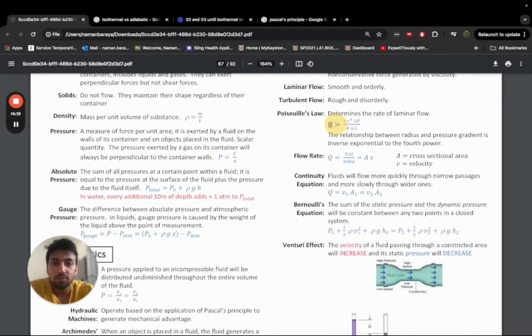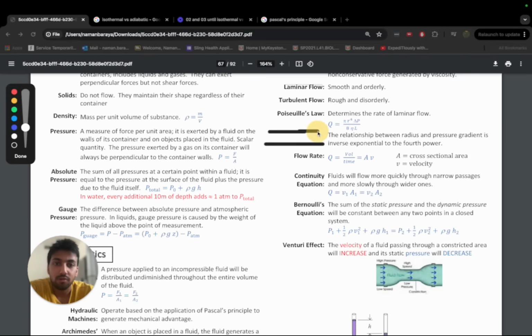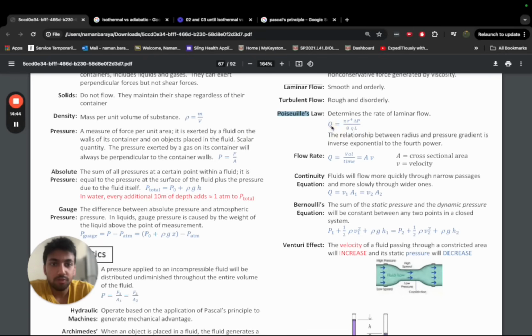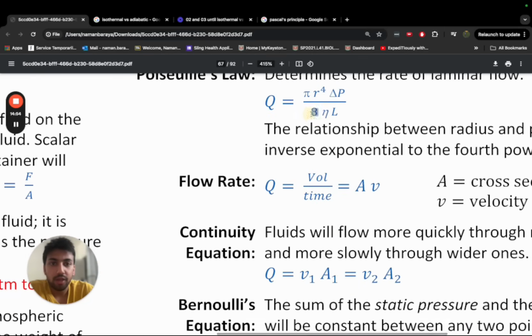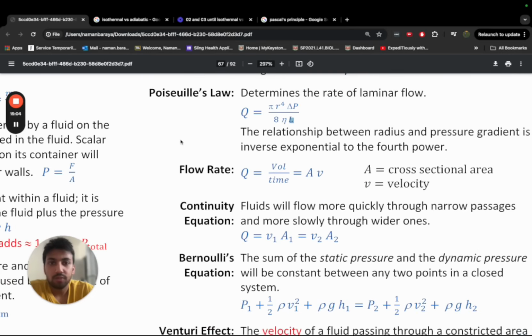But basically it says that Q, which is the flow, is equal to pi times the radius. So you're assuming that this is going through like a blood vessel or some rod, right? The radius is the distance from the center to the edge. So the equation is Q, which is flow, equals pi times radius to the 4th times change in pressure, divided by 8 times a constant. This constant is dependent on the viscosity of the fluid, so it's dependent on the fluid at hand, times the length at which you're looking. And so that's what this law is equal to.